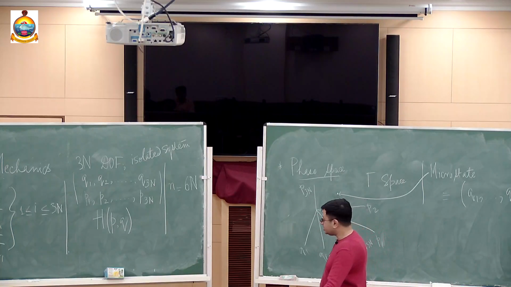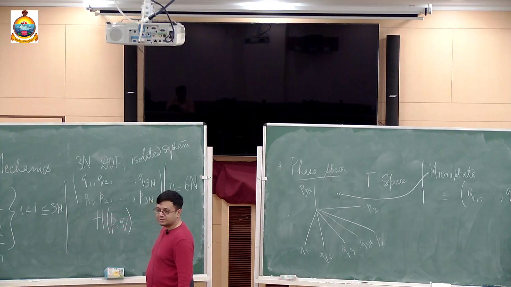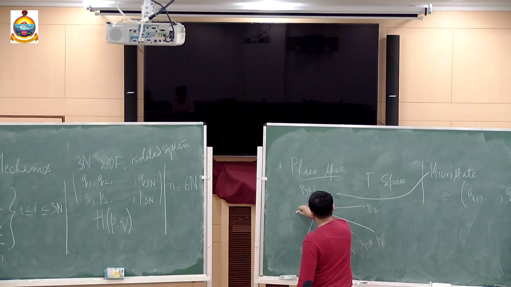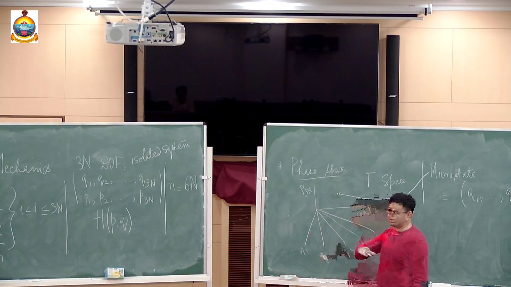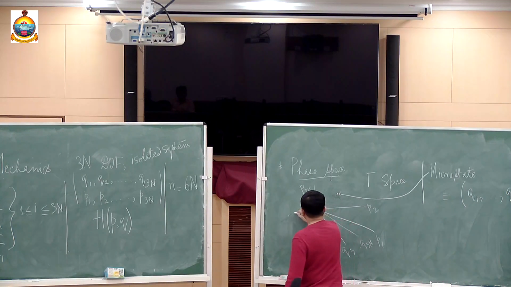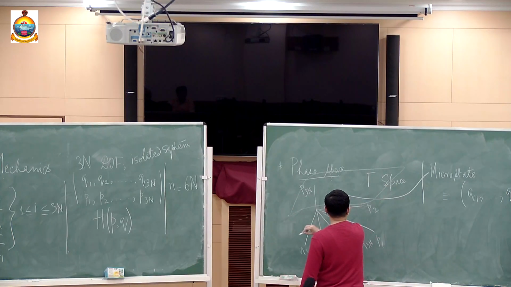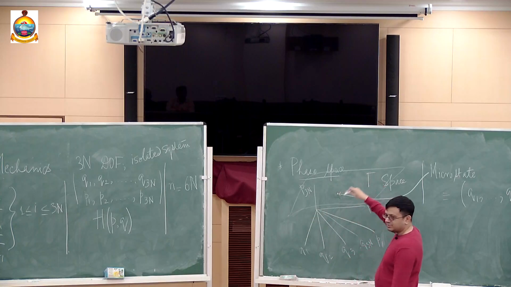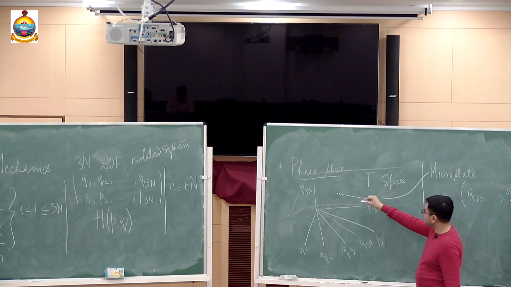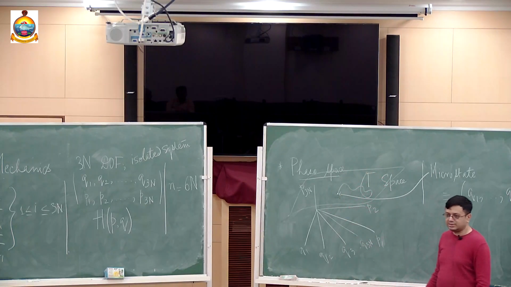The first thing, of course, is to note that since it's an isolated system and total energy is a constant of motion, this point is going to move on a 6n minus 1 dimensional hypersurface, because it cannot violate the condition that the total energy is a constant of motion. And on this hypersurface, the trajectory of this representative point cannot do like this.